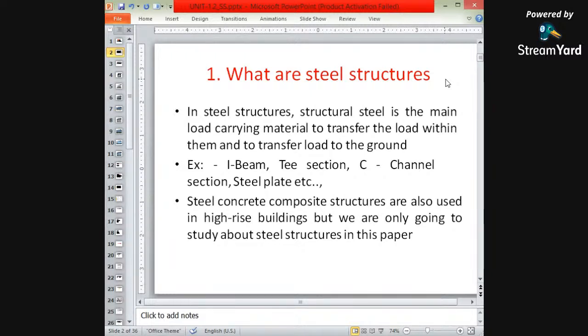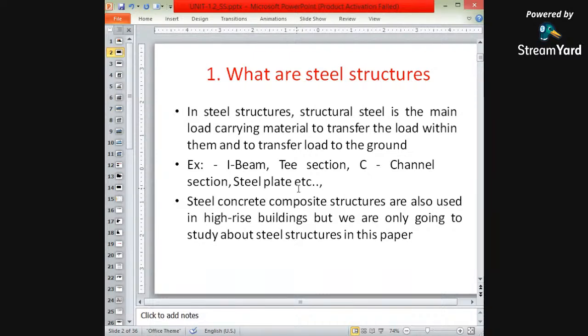The same way the load will be transferred in steel structures also. So while transferring the load, what are the different sections? There are different sections: I beams, which are in the shape of an I, T sections, channel sections or C sections, and steel plates are also used. Steel plates are normally the slab material, used as the slab on the beams, above the beams. These steel sections are made with proper thicknesses, and steel plates have a proper thickness.